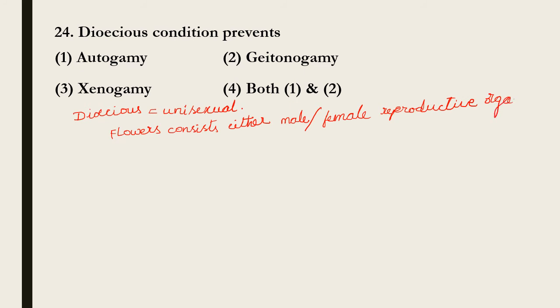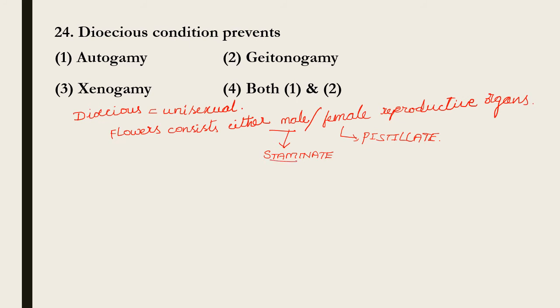Reproductive organs, that will be either male or female. Suppose a flower consists of only the male reproductive part, the androecium; such flowers are called staminate flowers. If a flower consists only of the female reproductive part, such flowers are called pistillate flowers. Pistillate flowers consist only of the female reproductive part, and the male reproductive part is the staminate flower.